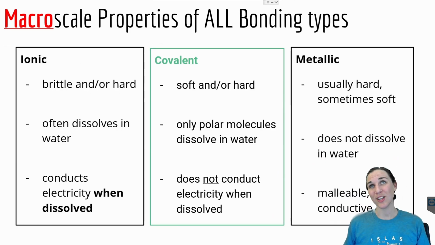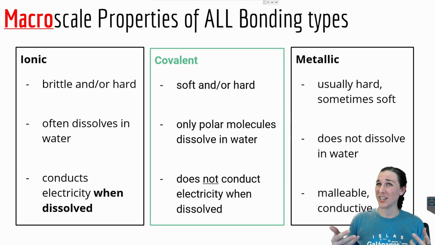Metallic bonds are usually hard, but sometimes they're soft. Sodium metal can actually be cut with a butter knife. It just slices right off like a stick of butter. However, I wouldn't recommend trying to do that with, say, silver. You might not get far.